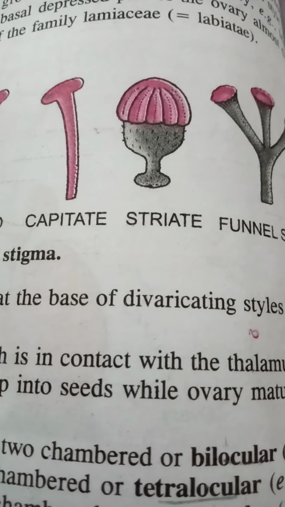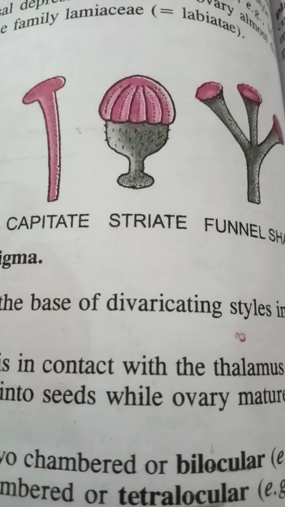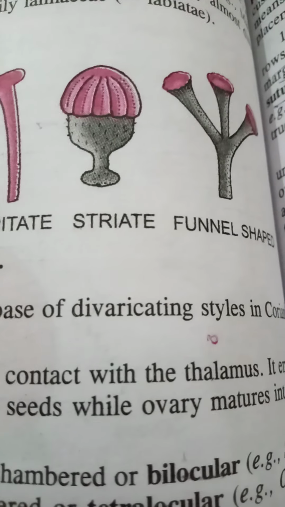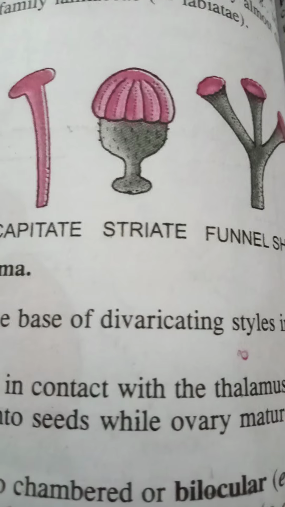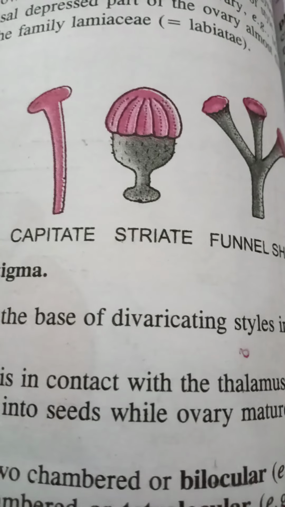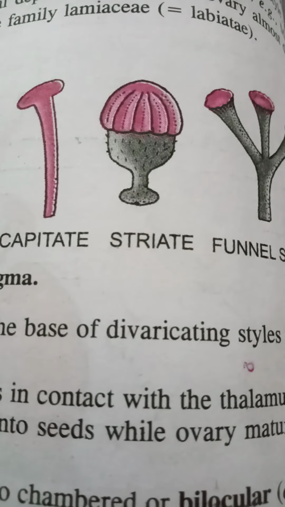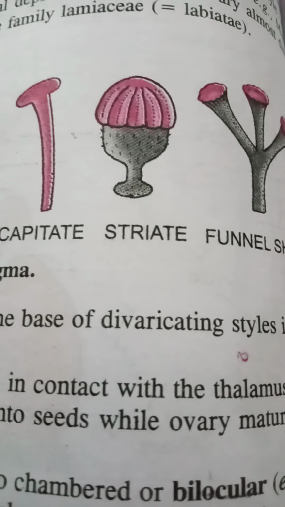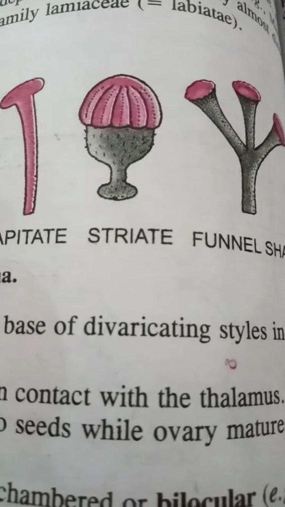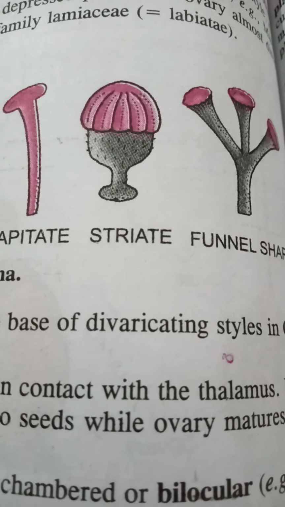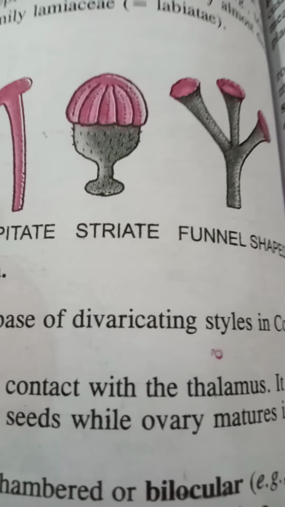So the wall of the ovary is the pericarp of the fruit. Inside it consists of the ovules, which will mature to form the seed of the fruit. Now the ovary may be two chambered. If it is two chambered, it is known as bilocular. If it is three, trilocular. If it is more than that, then tetra, penta, like that.